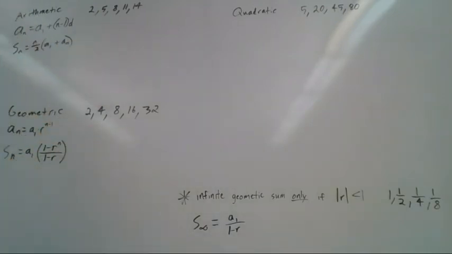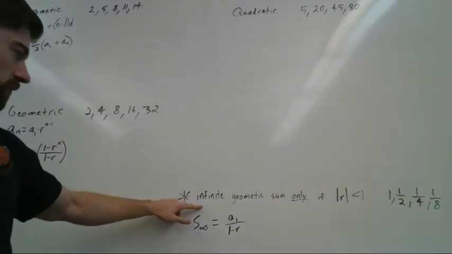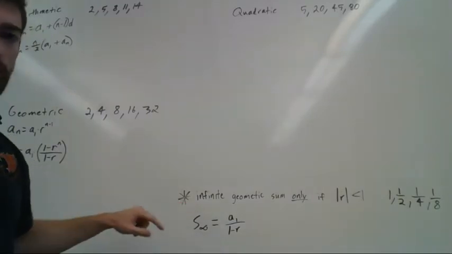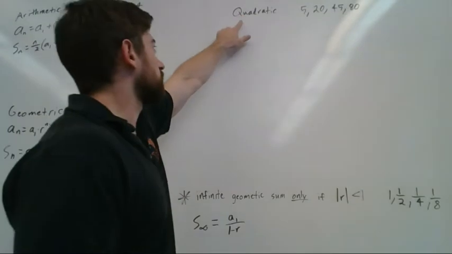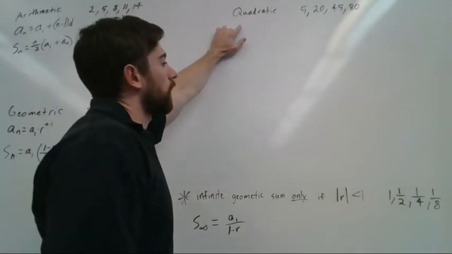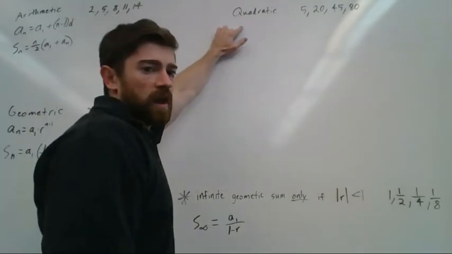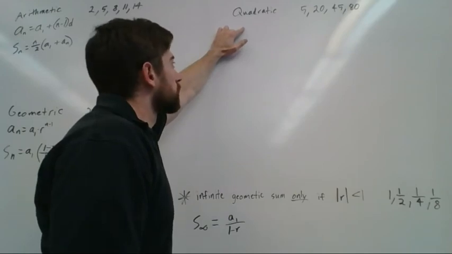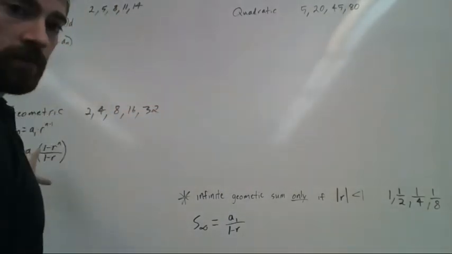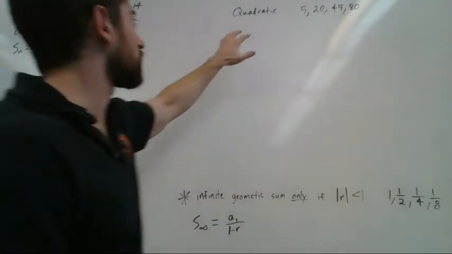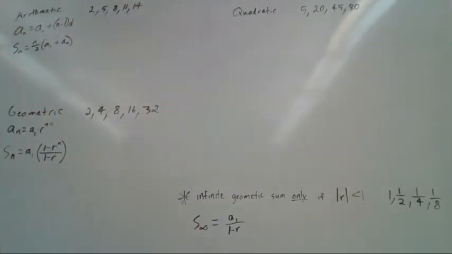Geometric sequence, infinite geometric sum. We'll talk about the restrictions on that, and how to identify a quadratic sequence. You're not necessarily going to be asked to directly find certain values and summations in that regard. You're just going to be asked to identify if it is a quadratic. So let's take a look at this.